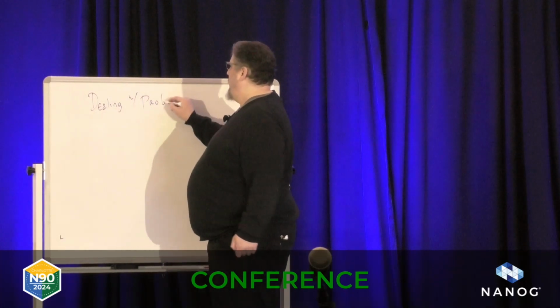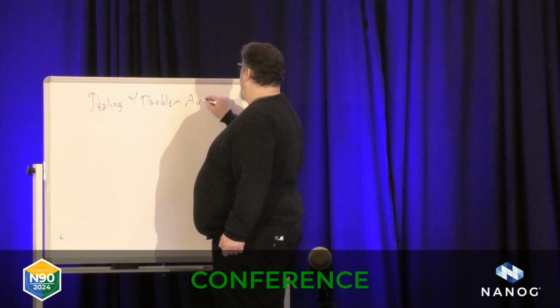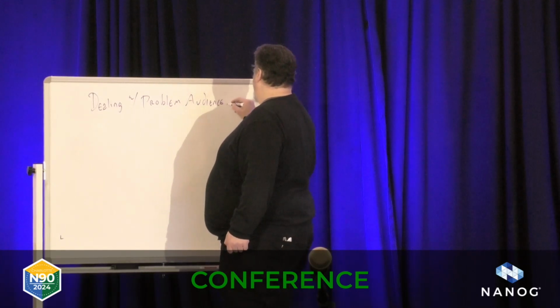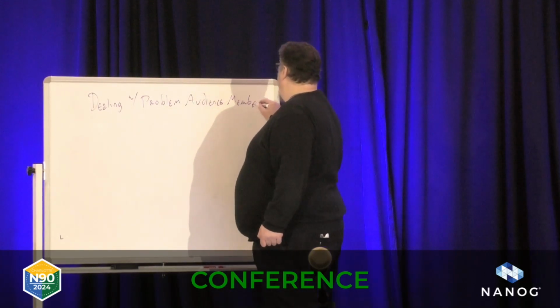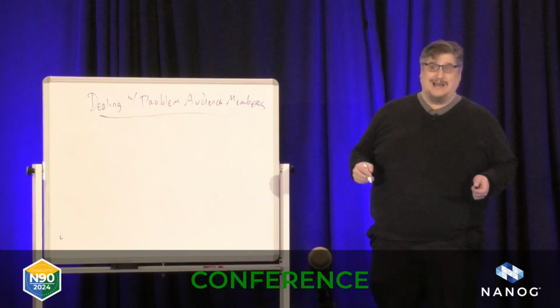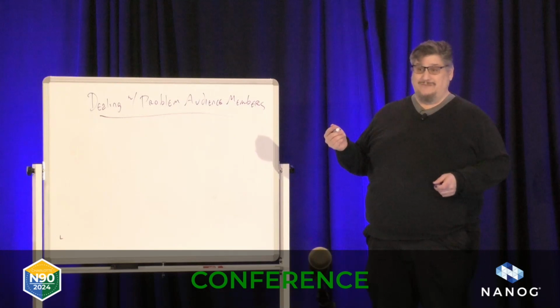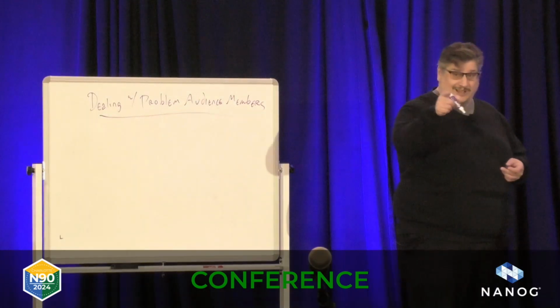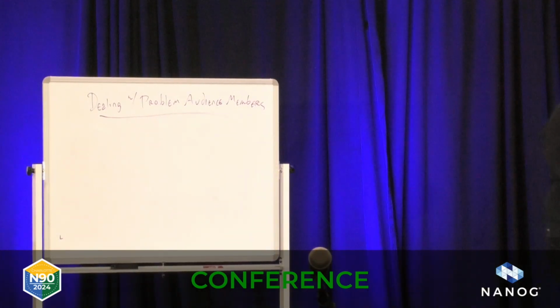Dealing with problem audience members. We have them. You've probably seen a bunch of them. There's a reason that there's a little sign hanging on that mic over there saying, make sure you're asking a question, because there are plenty of people who do not. And we'll get to that in a second. Let me go through a couple of others first.